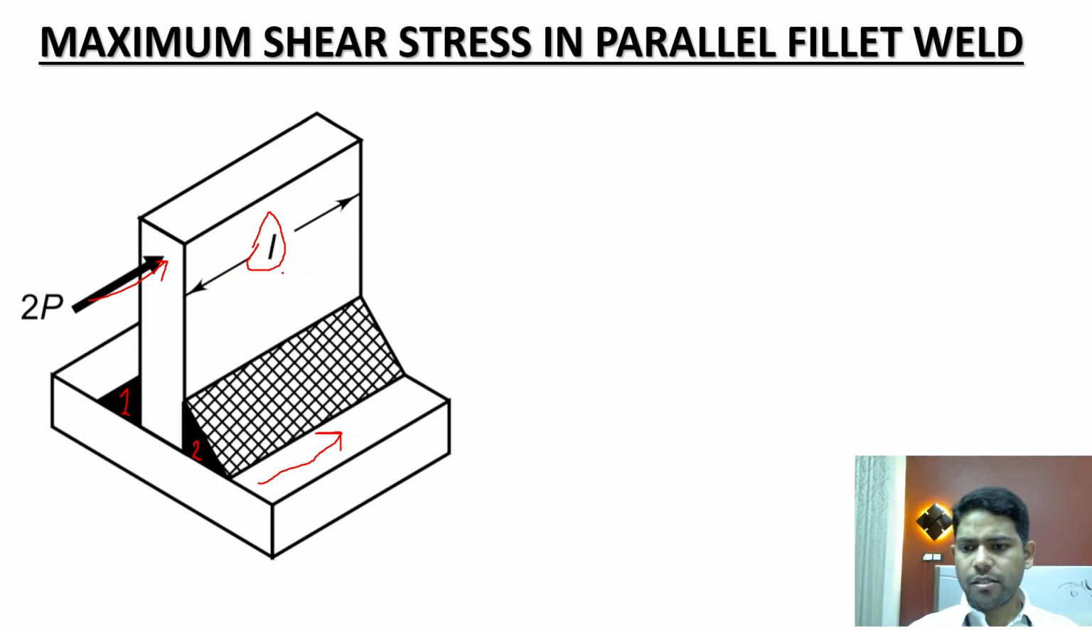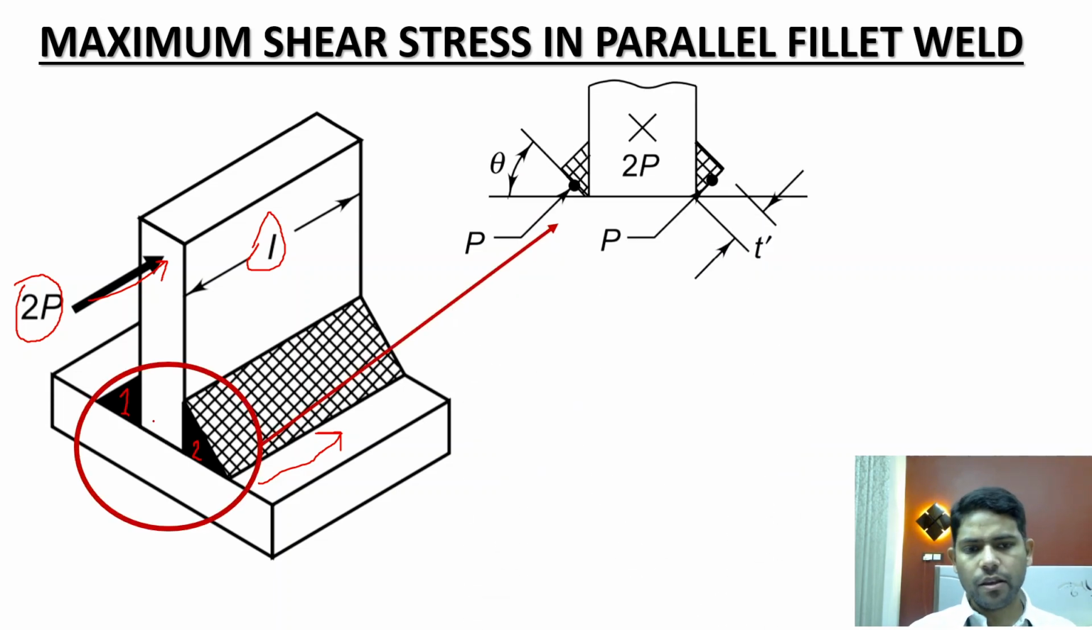Now this plate assembly is subjected to a compressive load of magnitude 2P. Now this area of double parallel fillet weld can be seen in an enlarged view. This is basically the cross-sectional view of both the fillet welds.